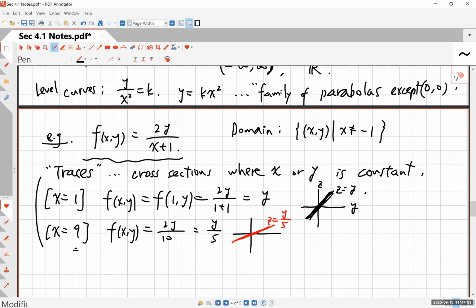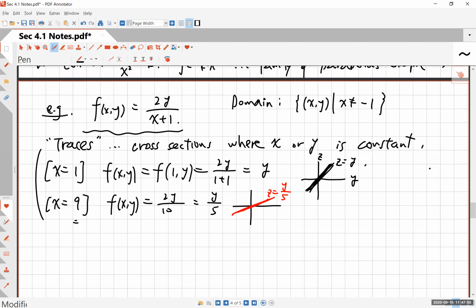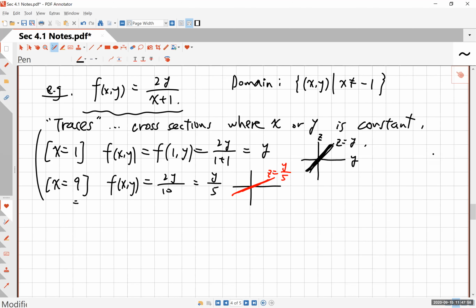So this is not a hard concept, all right? Basically it's just a cross section to see what happens if you cut the surface at a particular x value or y value. Okay, so finally, let me explain one more thing.